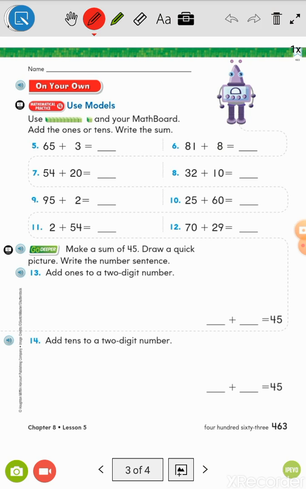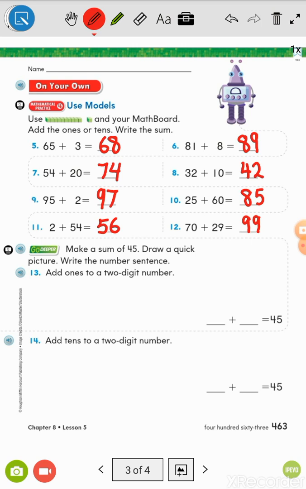65 plus 3 equals 68. 81 plus 8 equals 89. 54 plus 20 equals 74. 32 plus 10 equals 42. 95 plus 2 equals 97. 25 plus 60 equals 85. 2 plus 54 equals 56. 70 plus 29 equals 99. I hope all of you solved it correctly.